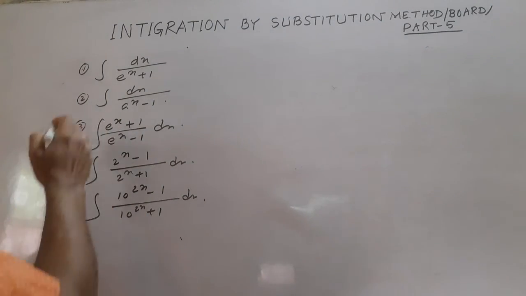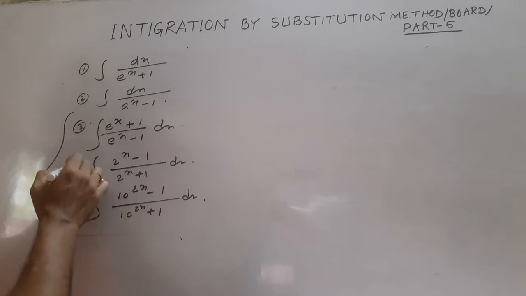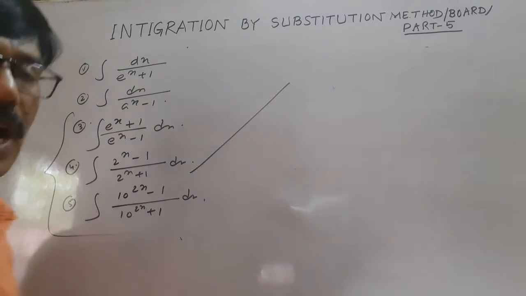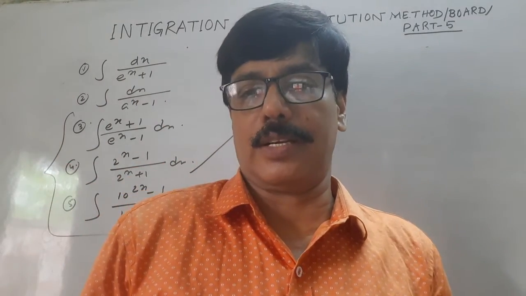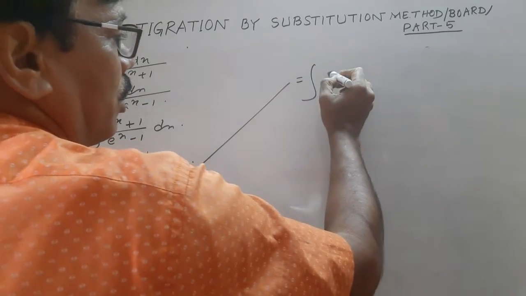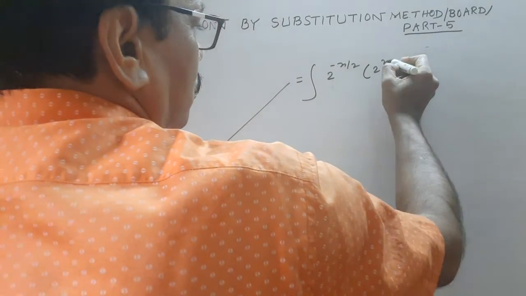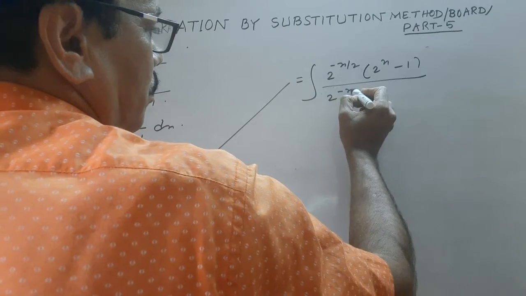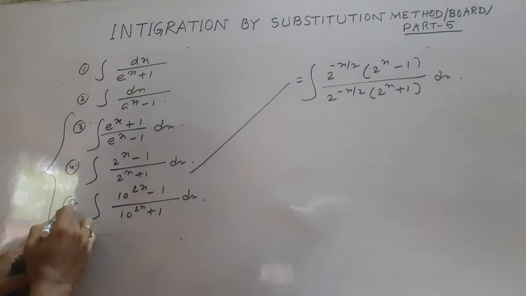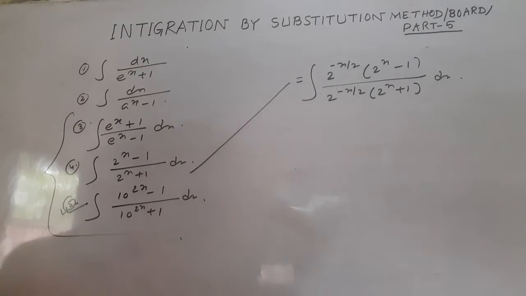Now 3, 4, 5, they are of the same type. Suppose problem number 4. Our main aim is to put the integral in standard form. So it is 2 to the power x. So you multiply numerator and denominator by, if it is x, then 2 to the power minus x by 2. So this step is to be noted. Now for problem number 5, you have to multiply. This is 10 to the power x, so 10 to the power minus x.